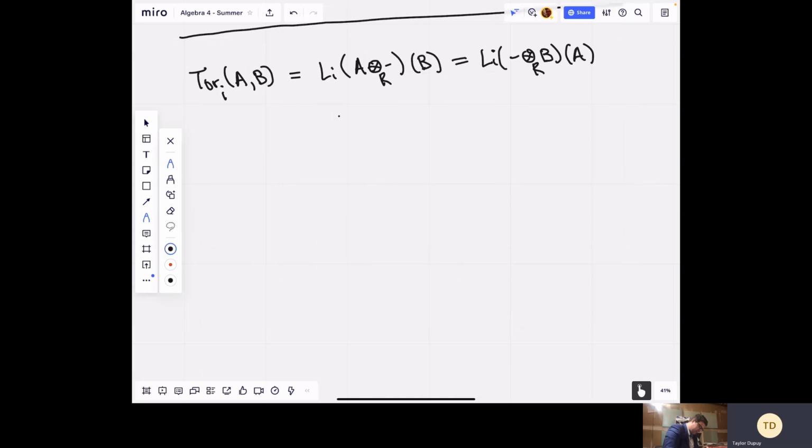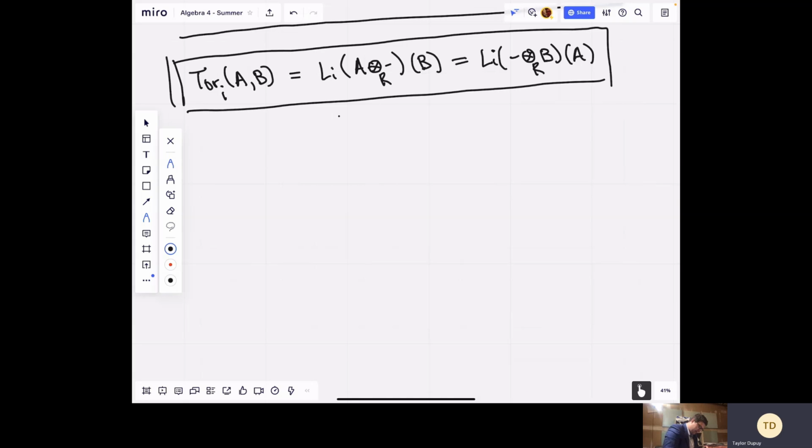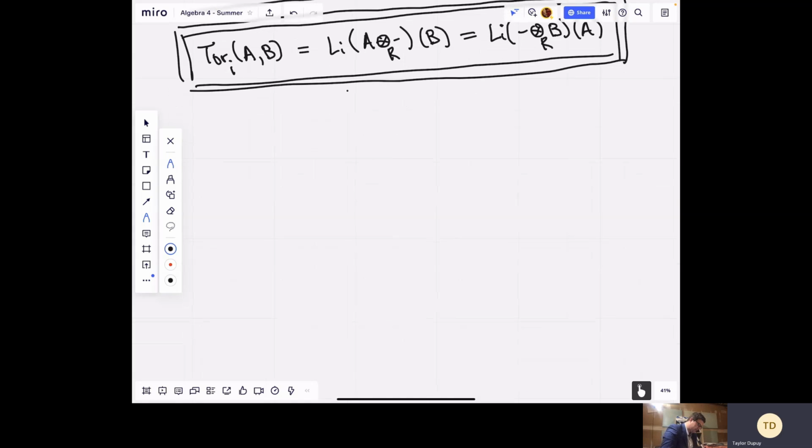So if A and B are R modules, one of the big goals that we have is we want to show that taking a resolution of A and then tensoring it up to B is the same thing as taking a resolution of B and then tensoring it up to A. Let's say so. Okay, so we want to show that those two processes are the same.